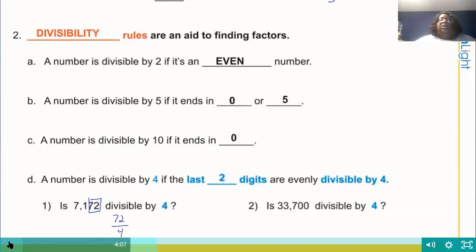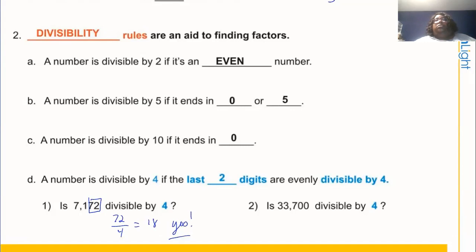And remember, when we learned about fractions, we said when we get to 5th grade, the fraction bar is going to mean what? What operation is the fraction bar going to mean when we're in 5th grade? Correct. It's going to mean division. So when he says this fraction of 72 over 4, that's actually saying 72 divided by 4. Divisible by 4, and 4 goes into 72 18 times. So that's a yes. And so 7,172 is divisible by 4.